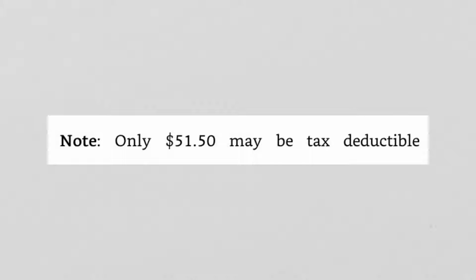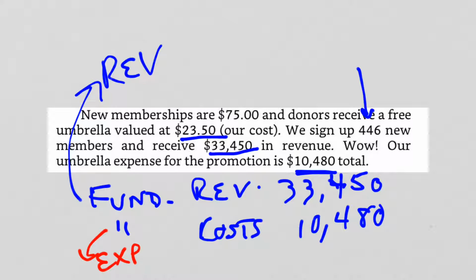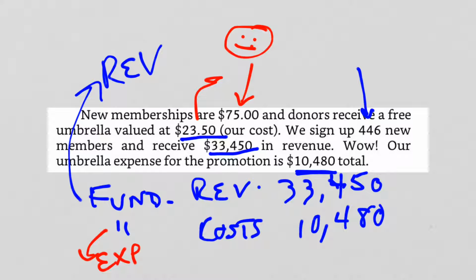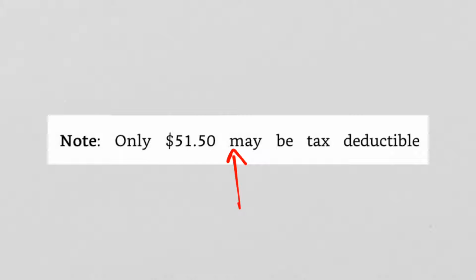One more lesson to be learned, which is not necessarily part of our class, but to notice that the donation for the membership was $75, but the person who did the donation got a value of $23.50. The net of $51.50 is the only amount that's tax deductible, because they got something worth $23.50, the umbrella. So their deduction is only $51.50. That's just an aside, but an important aside in the nonprofit world to know about.